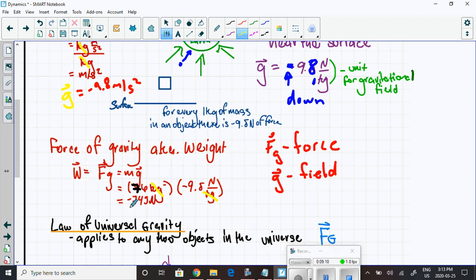It is a vector. It has a direction. But this is the equation that we use to calculate it all the time. So I strongly suggest you put that equation into your equation sheet.